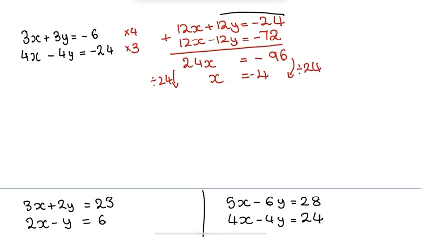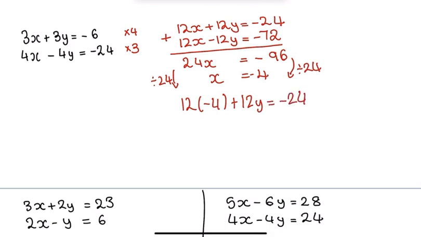We need to find out what y is, so we're going to substitute it back into one of the equations. Let's go for 12x plus 12y equals negative 24. 12 times negative 4 is negative 48. Adding on that 12y gives us negative 24. So now we can solve it.